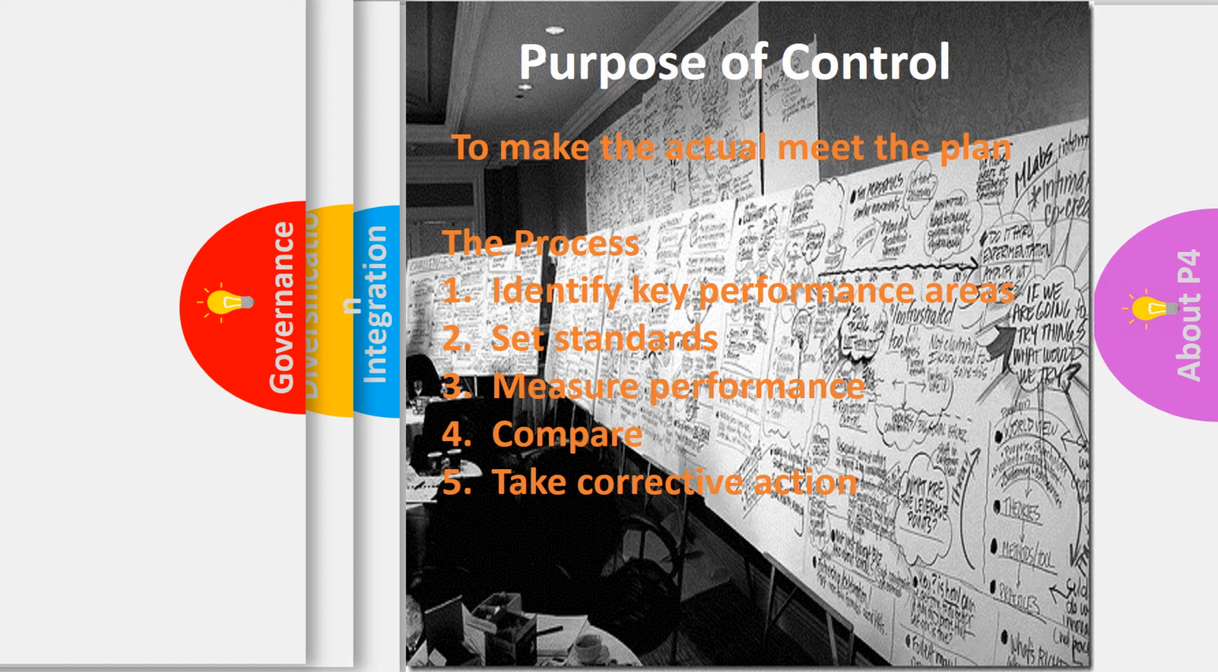Measure performance, compare, and when things are not going right, the purpose of control is to take corrective action when corrective action needs to take place. And also when key stakeholders are saying no, they must have this change, and you have no control over it, then you need to factor that in as well.